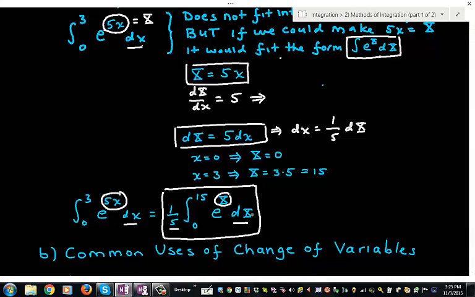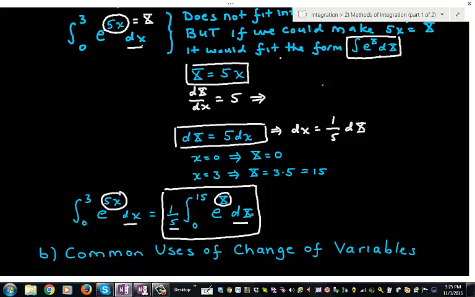And so this is commonly how change of variables is used. We look at the integrand and we say it looks a lot like one of the elementary integrals, except for this one part that's messing things up. If I could just make that a new variable, then I could do the integral. And that generally is what motivates change of variables.